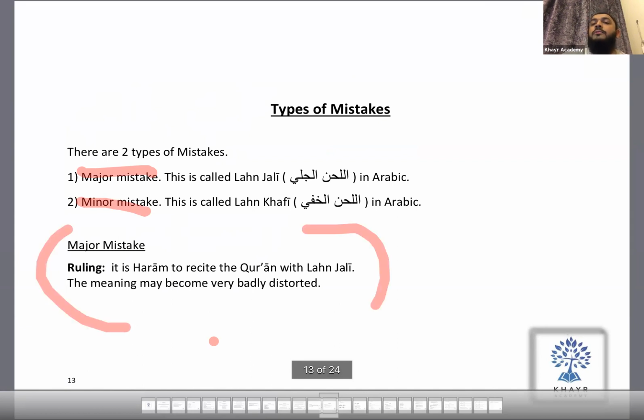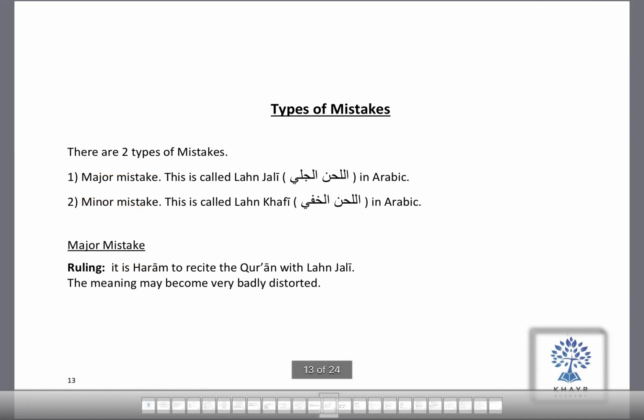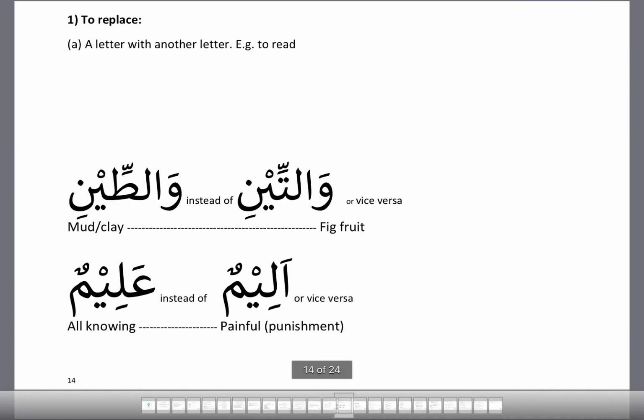Major mistake, we've done it before. Major mistake is haram. To make major mistakes in the Quran is haram, because the meaning gets very badly changed. Is everyone with me? Yeah. Okay, let's go to the next slide.